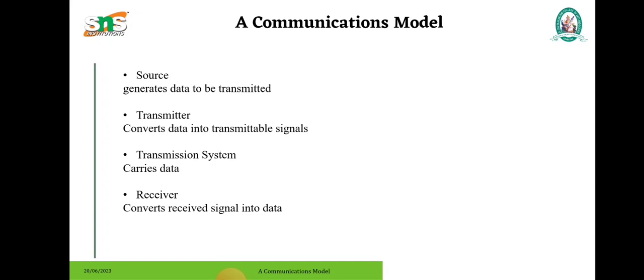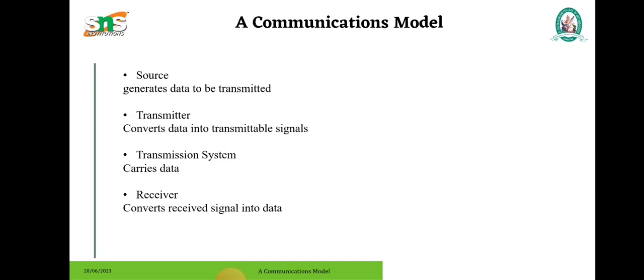The basic communication model is used to exchange data between two or more parties. For example, a communication between a computer, server and telephone through a modem is a very good example for a communication model. From the source, the data is transmitted to the transmitter, and from the transmitter it is given to the transmission system, and from the transmission system the data is given to the receiver, and from the receiver the data is sent to the destination.